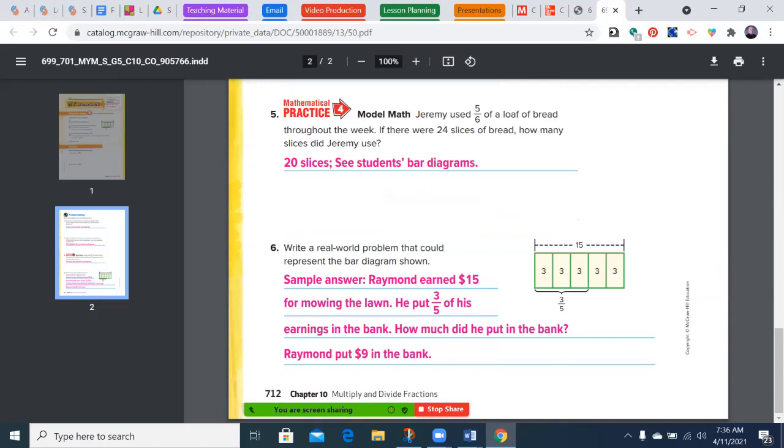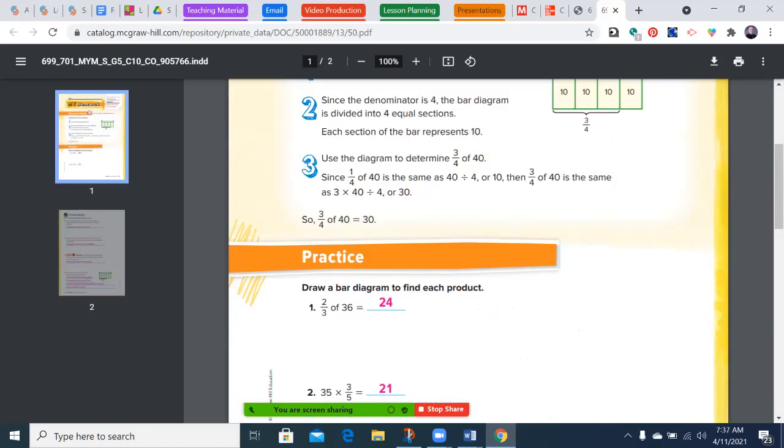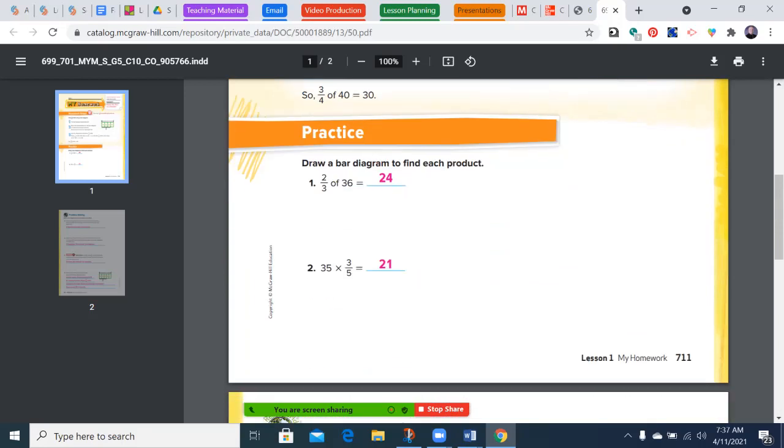And then your real world problem was really up to you. You wrote a story problem. Could be similar to this. The example given by the text: Raymond earns $15 for mowing the lawn. He put 3/5 of his earnings in the bank. How much did he put in the bank? And then we found the answer was $9, because 15 divided by 5 is 3, times 3 is 9. So hopefully you remember the cheat here of take this divided by this times that.